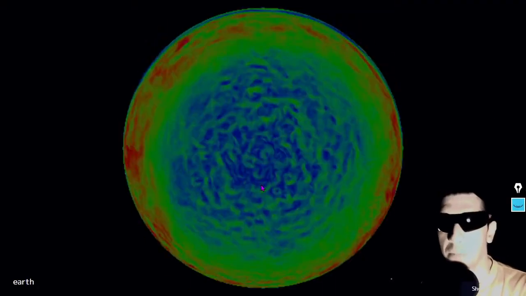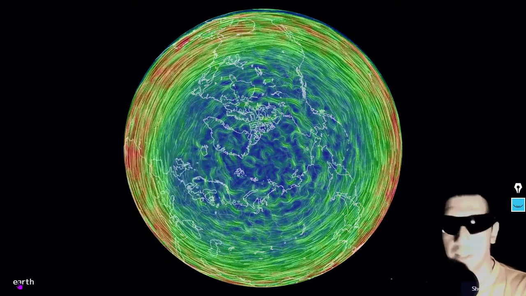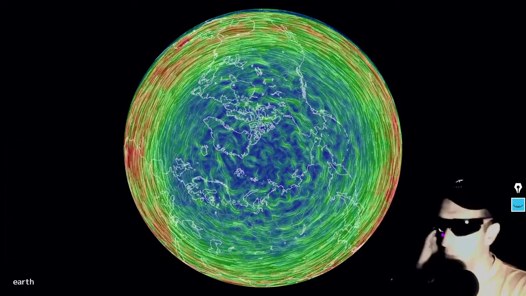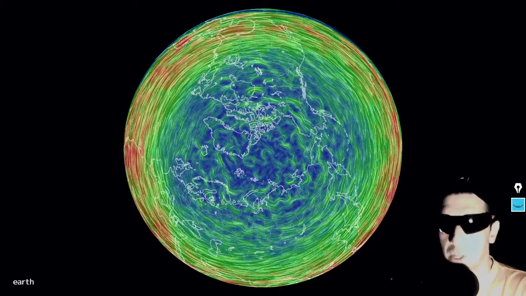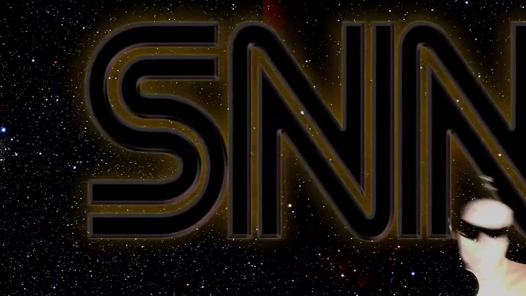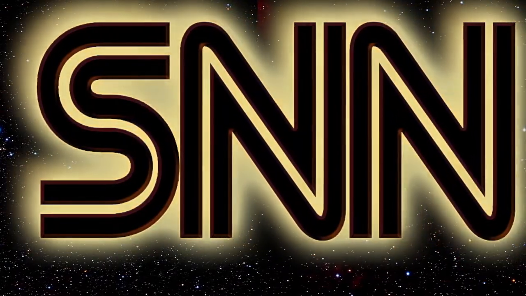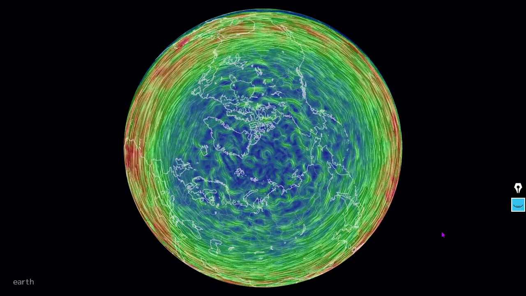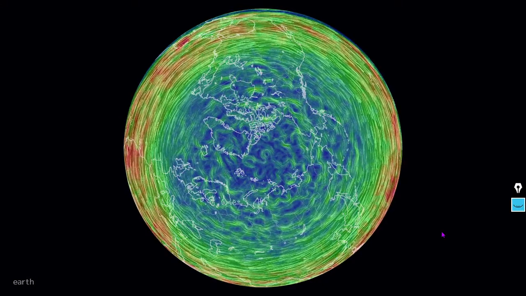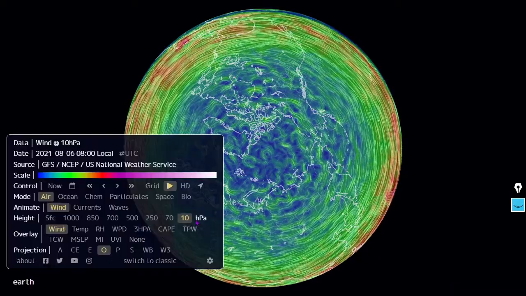Next, I wanted to just take a brief look here at the 10 hectopascal winds. Now, this is an extremely computer-dependent model right here, as this requires a lot of data to be crunched in order to get the 10 hectopascal winds. This is actually low-pressure winds. And you can see the way we've got this clockwise rotation here around the northern hemisphere. So again, this is the 10 hectopascal winds.